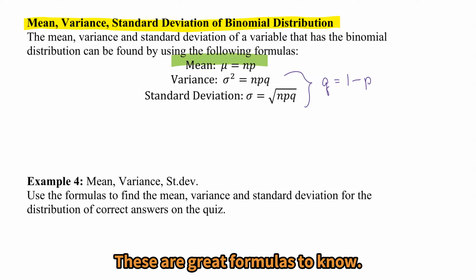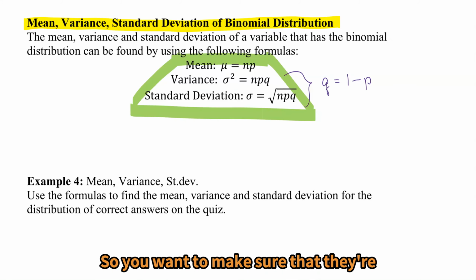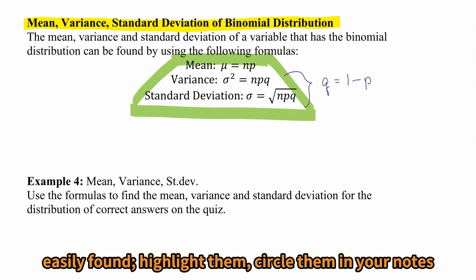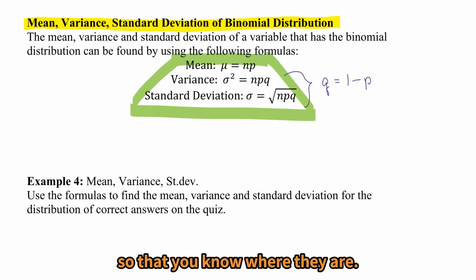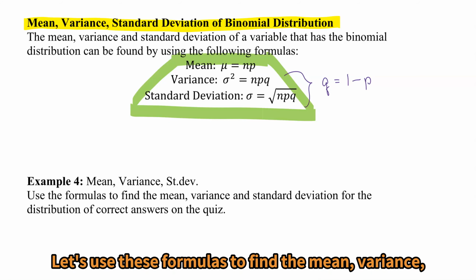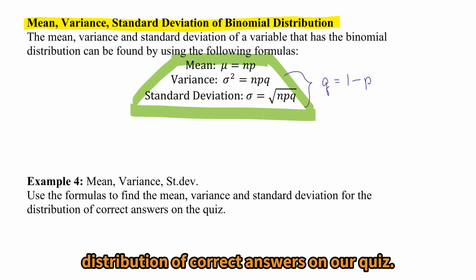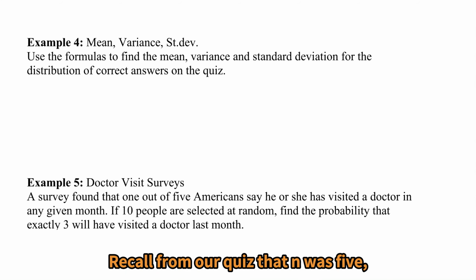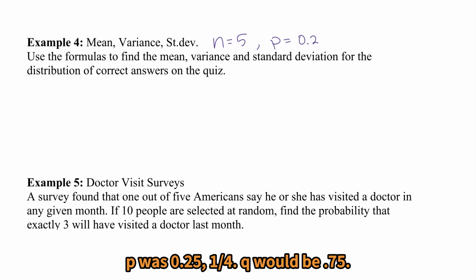These are great formulas to know, so you'll want to make sure that they're easily found. Highlight them, circle them in your notes so that you know where they are. Let's use these formulas to find the mean, variance, and standard deviation for the distribution of correct answers on our quiz. Recall from our quiz that n was 5, p was 0.25, 1/4, q would be 0.75.